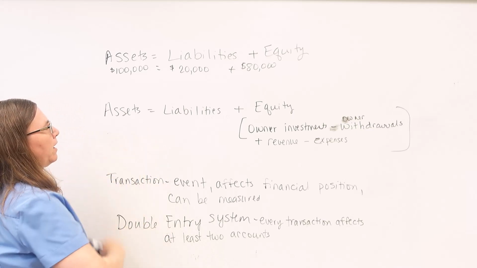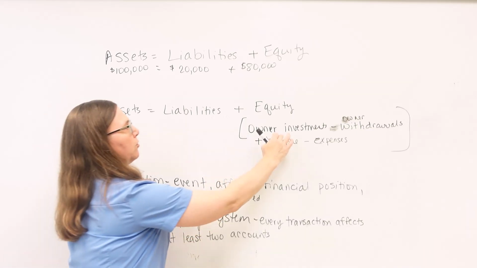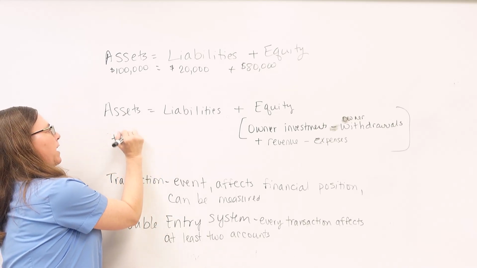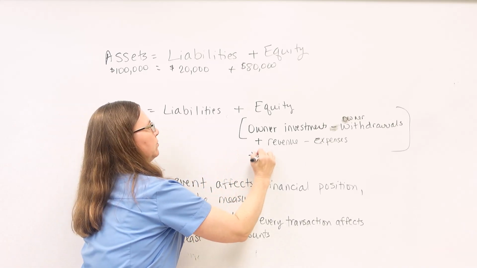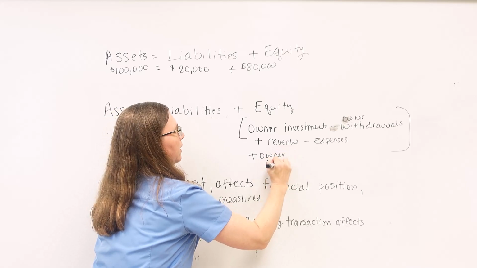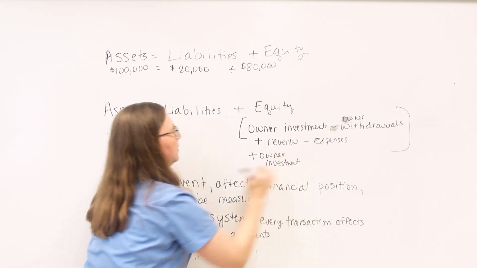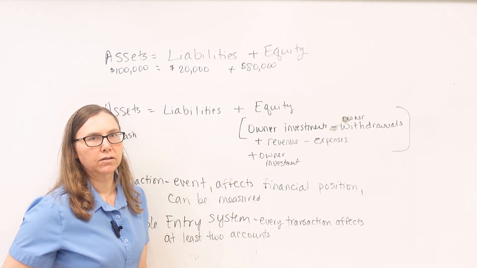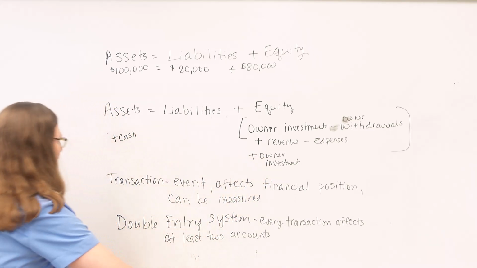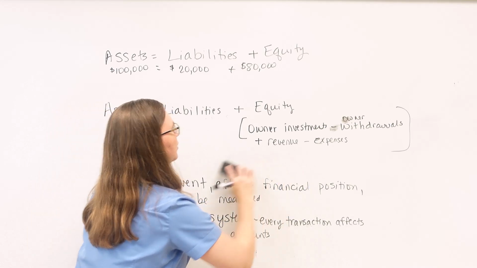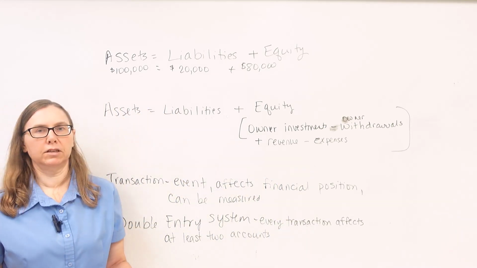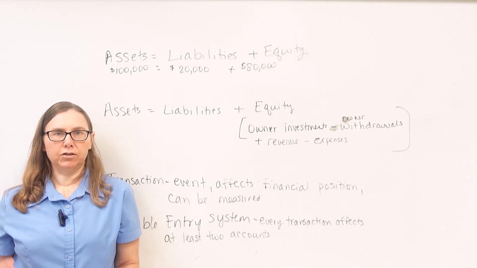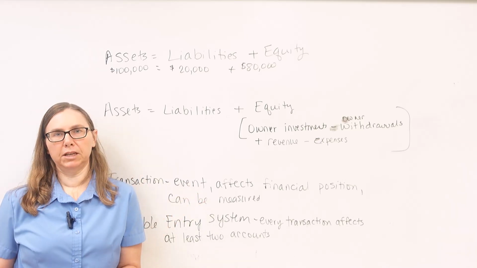Or if you have a situation where, for example, the owner invests some cash into the business to get it started, that's going to add to cash and add to the owner investment account. So you're adding on one side of the equation and adding on another side of the equation. So that's how it's going to work. Every time there's a transaction, it's going to affect at least two things. It would be recorded, and then after it's recorded, the equation would need to be in balance.